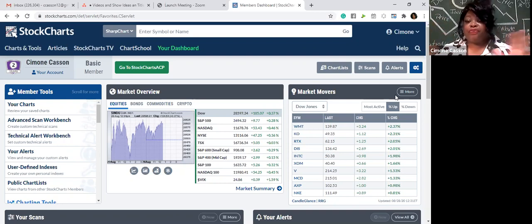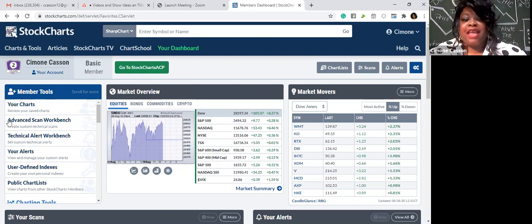So for me, I'm all about tools, and I think most investors and traders are really focused on what tools can be leveraged and used in the stock market. This is one of the ones that I use. It's stockcharts.com. I think it's like $15 a month. So you can check this out. This is the basic member package that I have. And we're going to go ahead and get started.